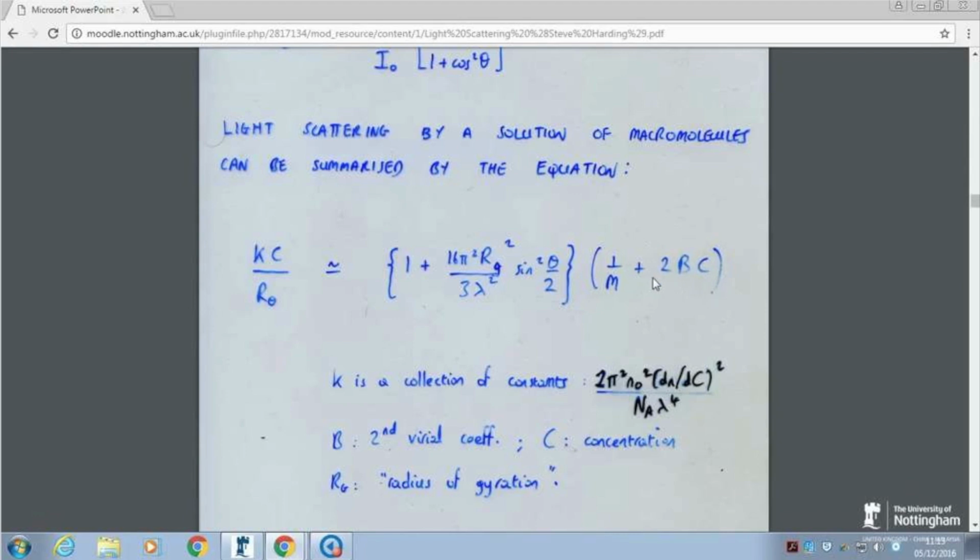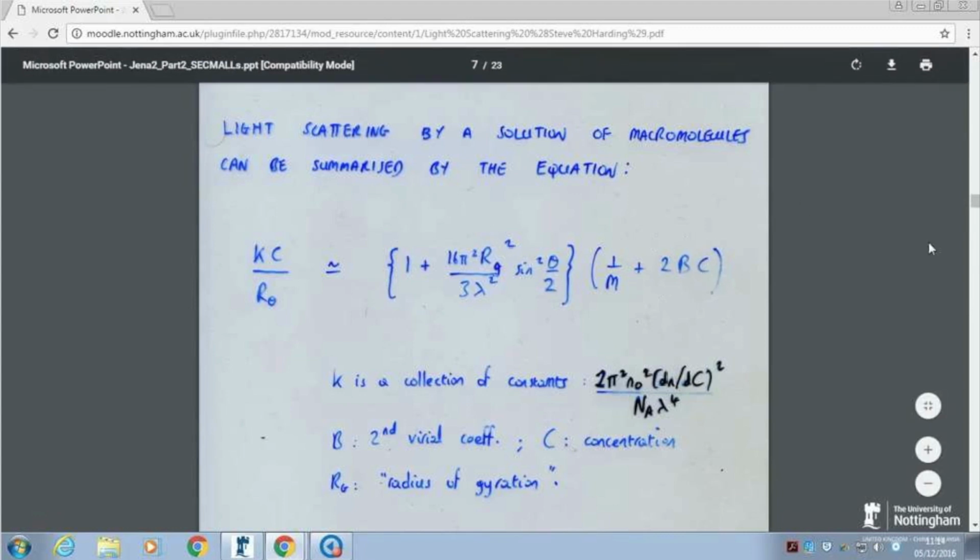It's 2B. So it's like the centrifuge. 2B, rather than not 2B. C is the concentration, so that's fine.